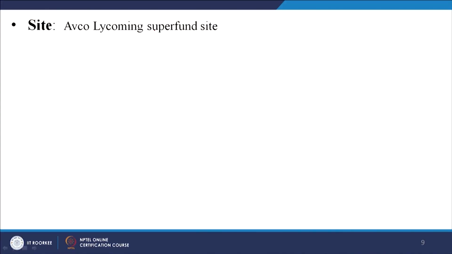So we have a particular Superfund site. Superfund site, as I mentioned, is how they refer to sites in the US that are very high priority.